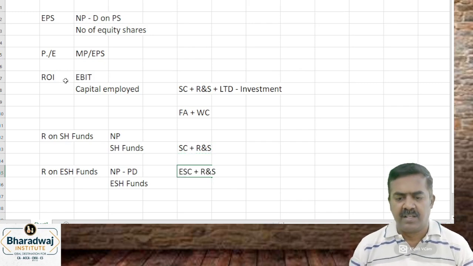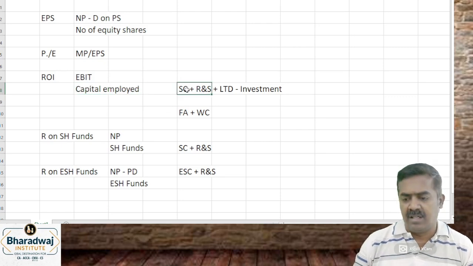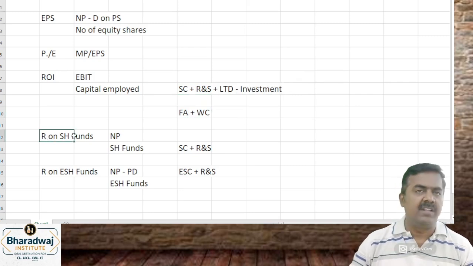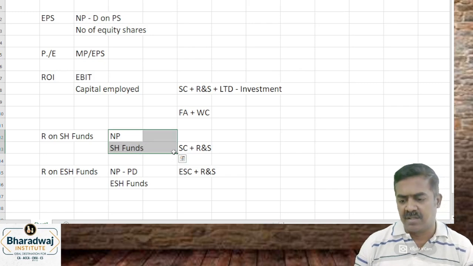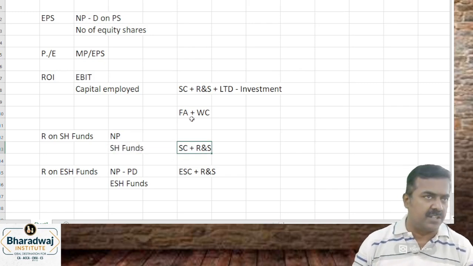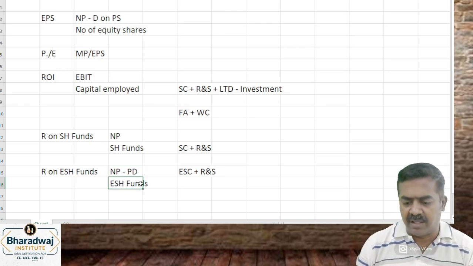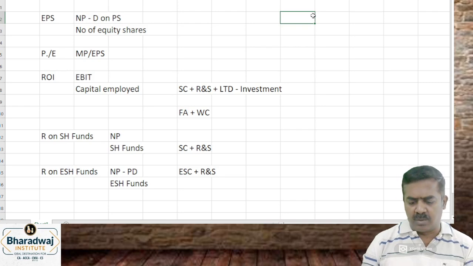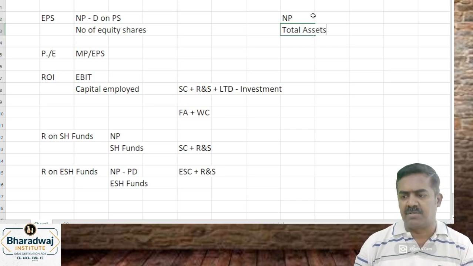Please understand the differences. If they ask you return on investment, it is earnings before interest and tax divided by total capital invested. It includes share capital, all reserves, long-term debt also, minus investment, or fixed asset plus working capital. If they ask you return on equity or return on shareholders funds, return on net worth, it is net profit divided by shareholders funds, which means both equity and preference shareholders funds. If it is return on equity shareholders funds, it is net profit after paying preference dividend divided by equity shareholders funds into 100. Then we work out return on total assets: net profit divided by total assets, excluding those assets which do not have any value.